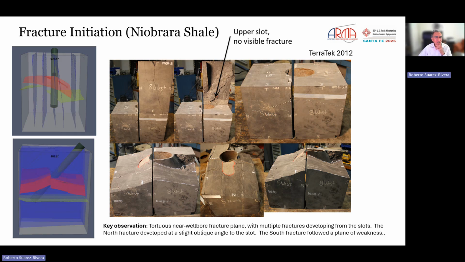This other experiment is showing you the presence of weak interfaces on the beds, the presence in green of faults within the block, and then the rendering of the fracture that was generated during hydraulic fracture. In this case, the slots were perpendicular to the wellbore, so they're oblique to the stresses. And because of the fact that they're oblique to the stresses, then you see this very large level of complexity near the wellbore.